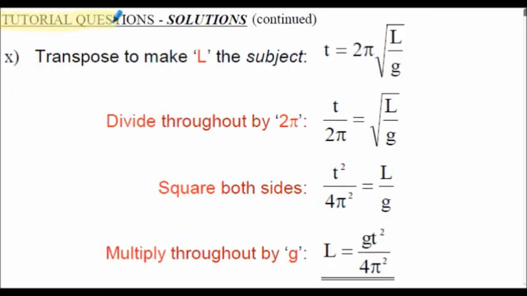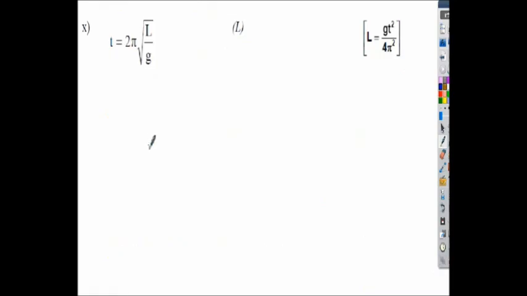Tutorial questions, solutions continued. Overview of the solution to question 10 for your reference. The more detailed work solutions shown on the following slides. Question 10, we're given t is equal to 2 pi multiplied by the square root of L upon G, and we've got to make L the subject of the equation. T is the subject at the moment.